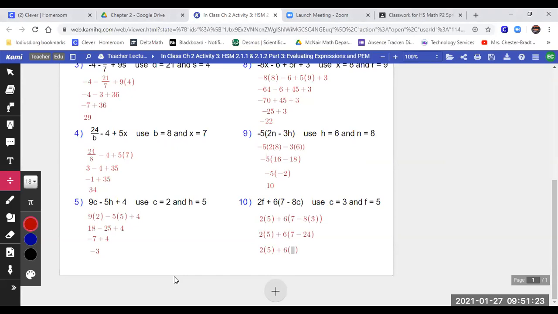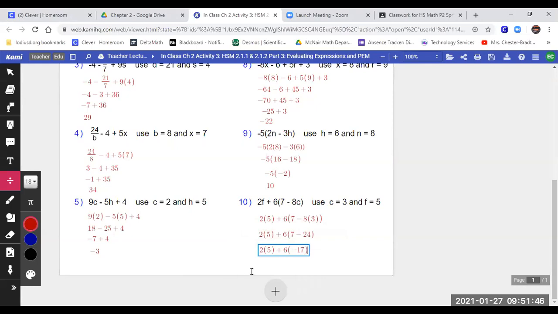Because 24 is a negative number. So this says 24 take away 7, and we are going to have a negative number answer. So what does 24 take away 7 equal? 17. And it's a negative because the 24 was negative.